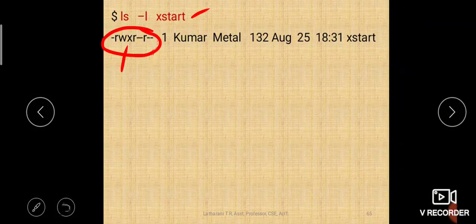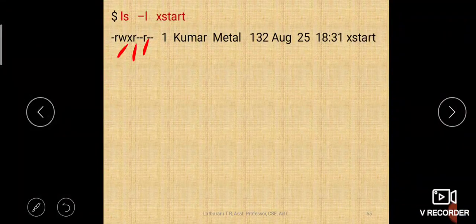Next 3 permissions are for group and the last 3 are for others. So these are the permissions of xstart. For user we have read, write and execute permissions, all of them. And for group we have read permission only, w and x are not there, that means write and execution permission is not there. And for others also we have only read permission, no write or execution permission.